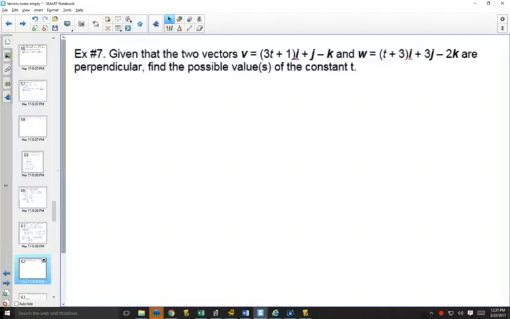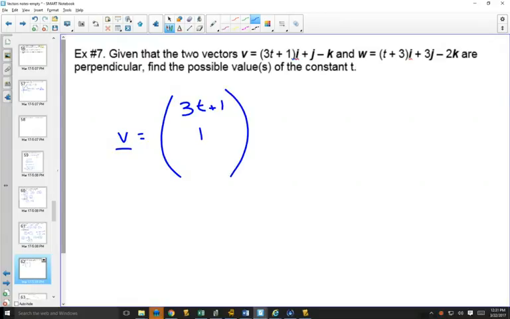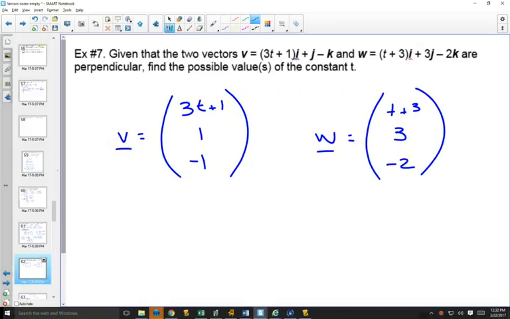Given that these two vectors are perpendicular, in 3 dimensions, find the value of t. So our vector v is 3t plus 1, 1, and negative 1. Our vector w is t plus 3, 3, and negative 2.